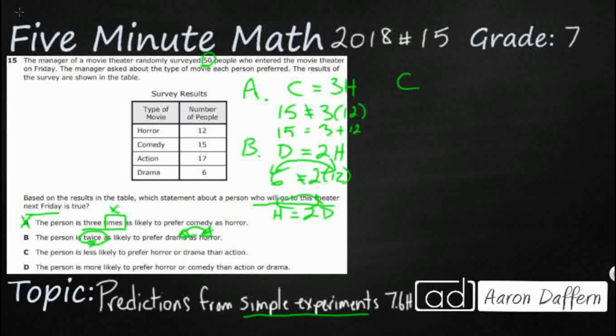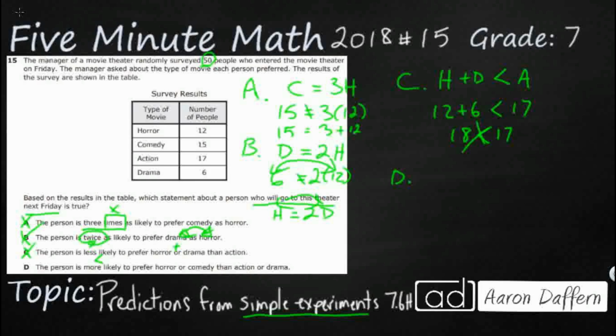Let's check C. The person is less likely, so we're just going to do literally a less than symbol, to prefer horror or drama than action. Okay, so horror or drama. Okay, so that means this is what we're going to get from our addition right here. Horror or drama, so we're just going to add those 2, is less likely than action. So horror, 12, drama 6, is less than action. Oh, we're so close. 18 is not less than 17. If we would have said more, that would have worked.